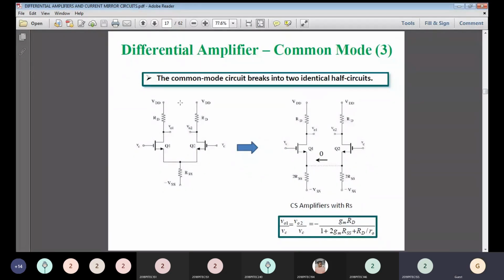So by analyzing this in two halves, that is the half circuit, this is the value of Vo1 divided by VC, or Vo2. As I told you, the same value will exist for the other symmetrical half. So Vo1 is equal to Vo2. Both values are equal, and that value is equal to the following. If you memorize this formula directly, we can use it in problems: minus gm into RD divided by 1 plus 2 gm RSS plus RD divided by ro.